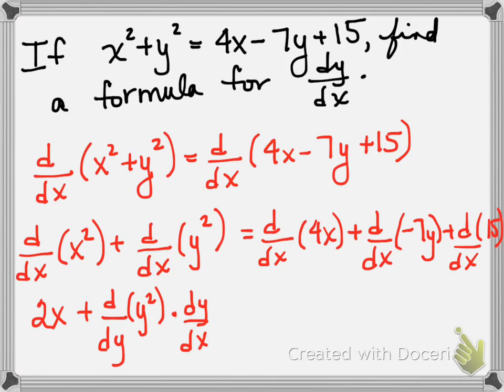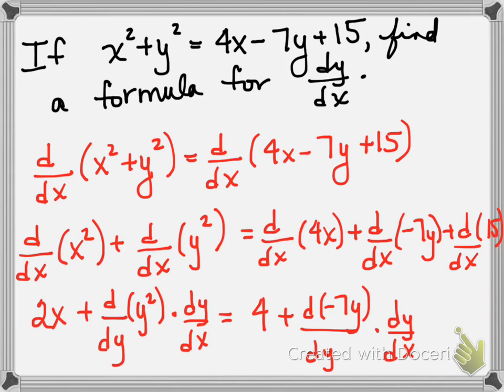Moving further to the right, the derivative of 4x with respect to x is 4. And then likewise, when we take the derivative of negative 7y with respect to x, we first have to take the derivative with respect to y and then multiply by the derivative of y with respect to x. And then the derivative of 15 with respect to x is 0.